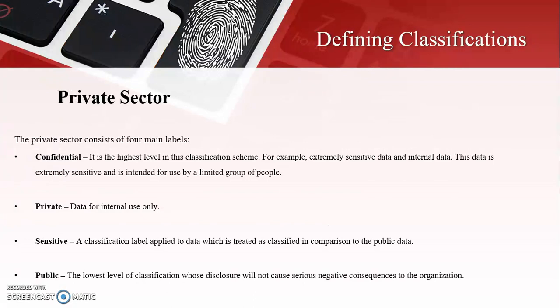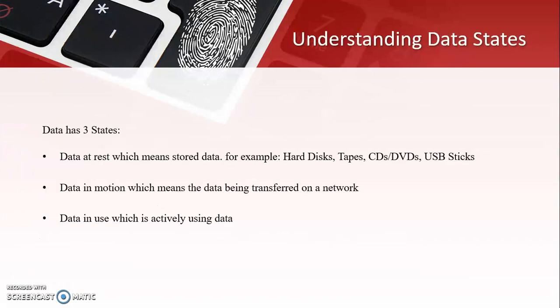The private sector of defining classifications. The private sector consists of four main labels as well. Confidential is the highest level in this classification scheme. For example, extremely sensitive and internal data. The data is extremely sensitive and intended for use by a limited group of people. Private, data for internal use only. Sensitive, a classification label applied to data which is treated as classified in comparison to the public data. And finally, public, the lowest level of classification whose disclosure will not cause any serious negative consequences to the organization.